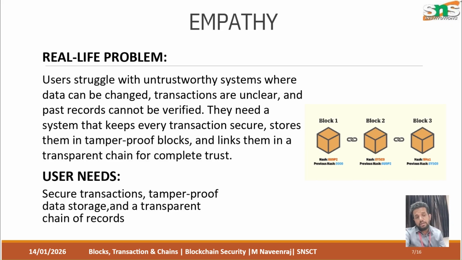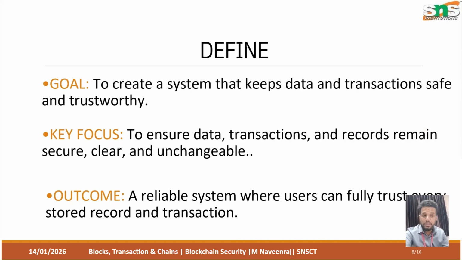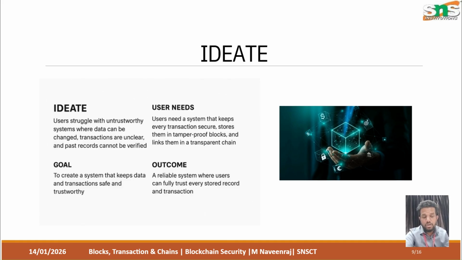So here, for example, in terms of user perspective, I'm considering the empathy stage with real life problems. Data can be changed, which is one of the problems faced by the user. The transactions are unclear, nobody knows what transaction has been done. The past records can be manipulated. There is no trust in the centralized system. If someone changes data, it cannot be monitored properly. That is a major issue in traditional trust systems. So the user needs a secure, tamper-proof and transparent record history in order to solve these problems.